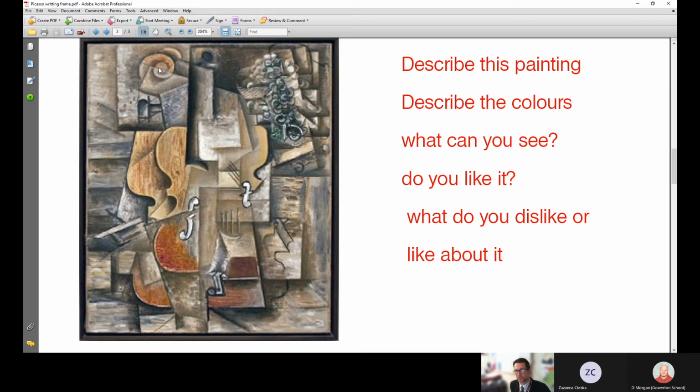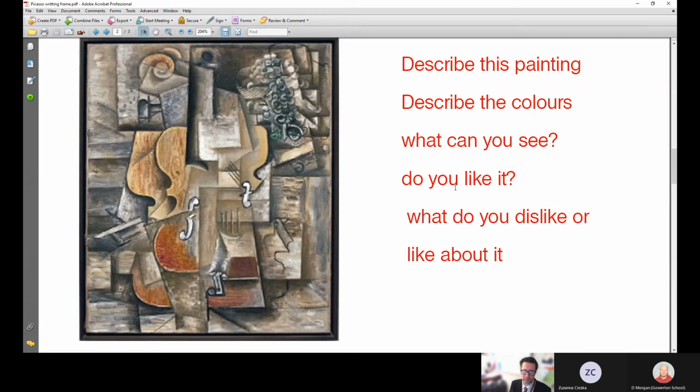Now he's taken the musical instrument, like you have, from a different angle, so it's coming out at a different angle than what we're used to. You see, looking at it from the back and the front at the same time. Okay, and there are also other little clues of musical instruments there in the background. So you describe it, say what you see.